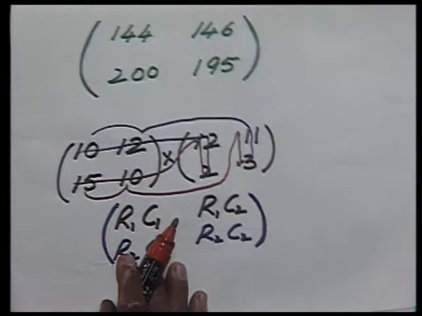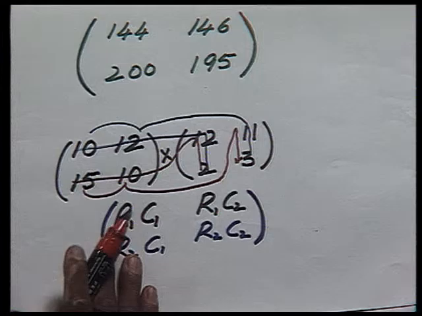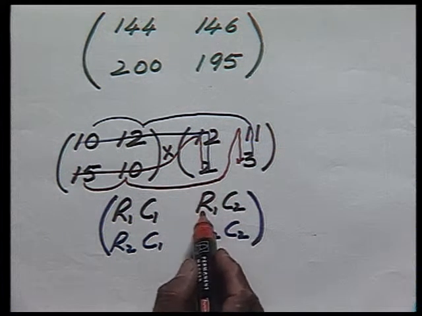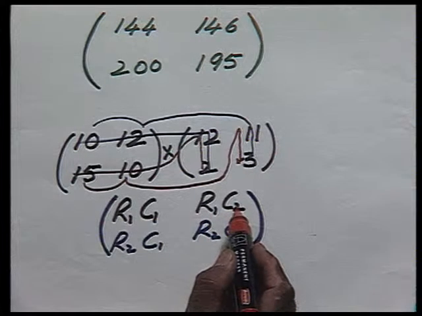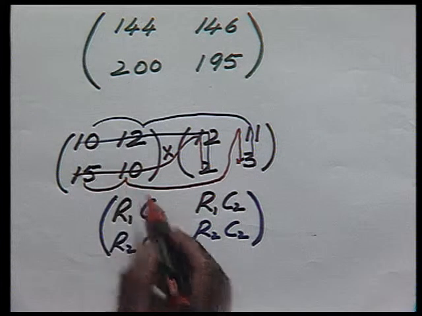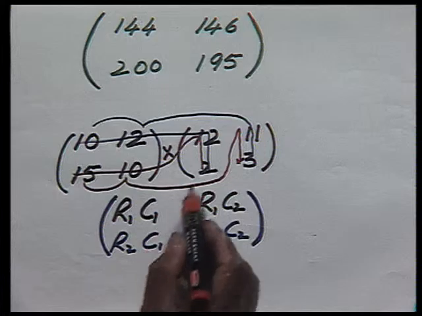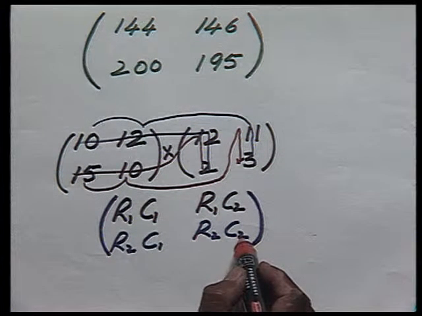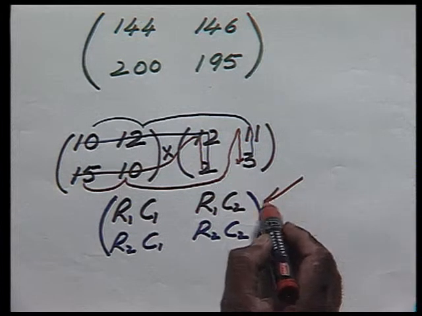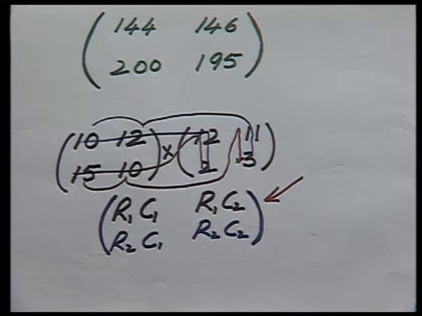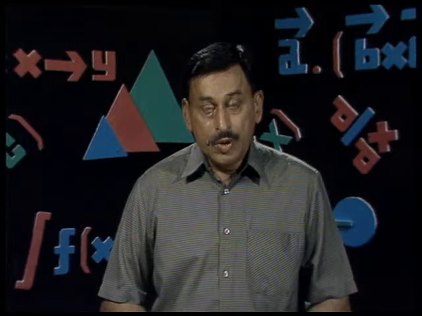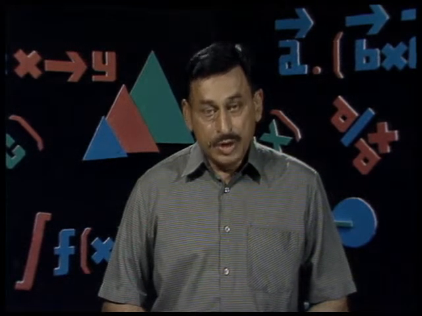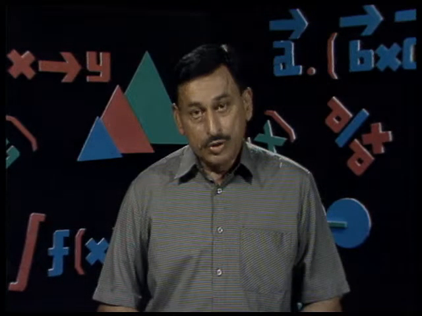That is the element from row 1 multiplied with the elements of column 1 of the second matrix, row 1, column 2, row 2, column 1. This is what comes at this stage, and then row 2, column 2. Does it not tell you exactly how to decide how to carry on the multiplication in matrices? The resultant matrix, let us have another look at this.